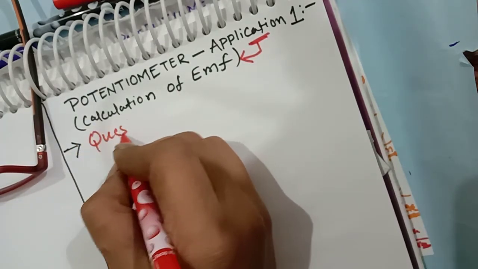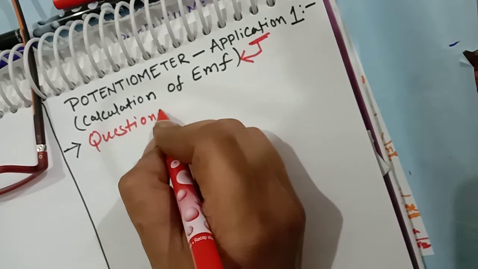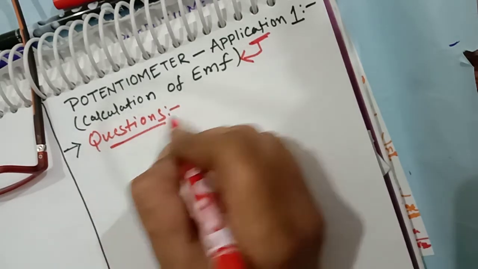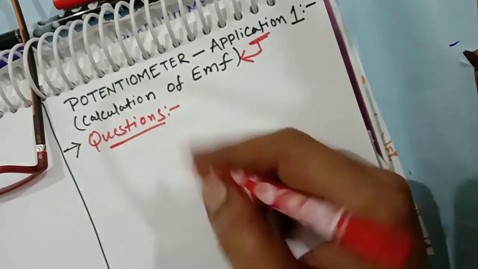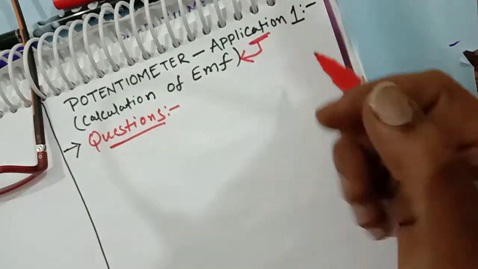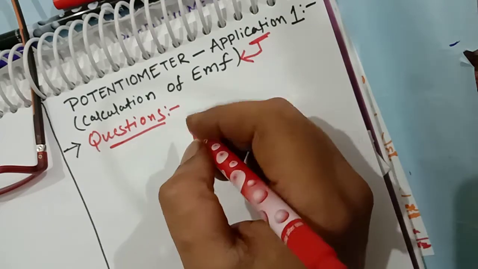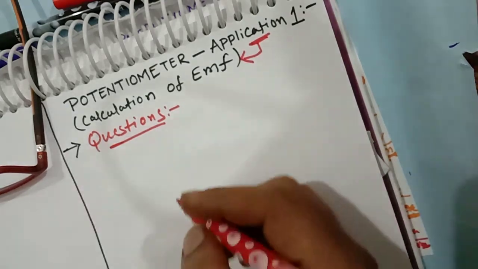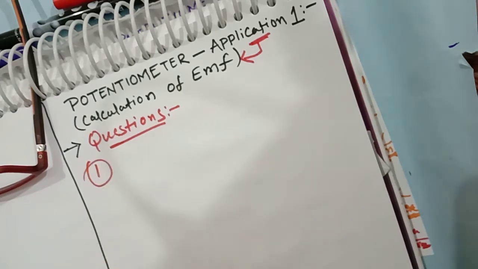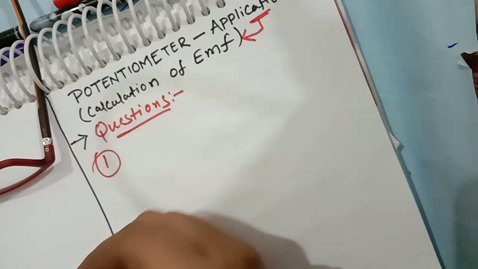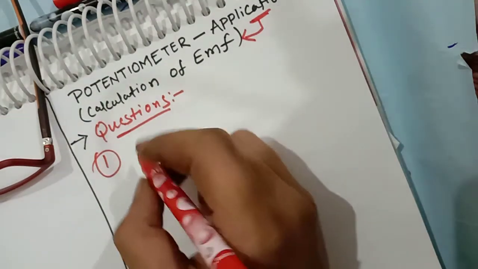Not too many questions, but 3-4 questions. It will clear your topic and we can quickly complete this chapter, which is taking a lot of time now, right? So question number 1. Just see carefully, understand what is happening. It's easy, right?